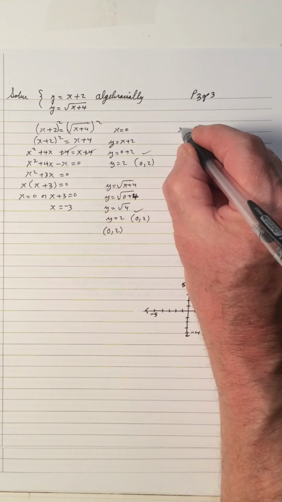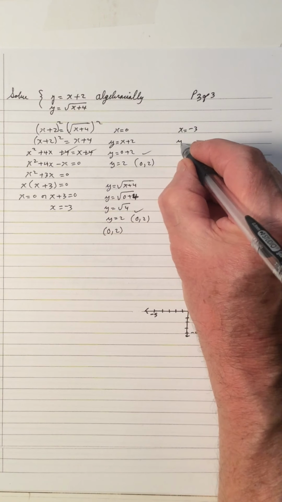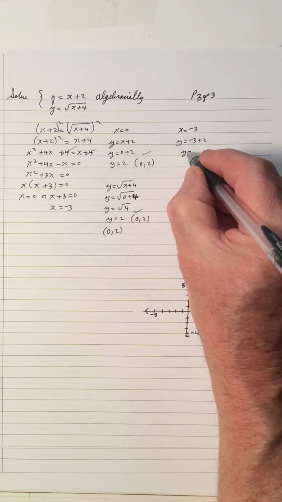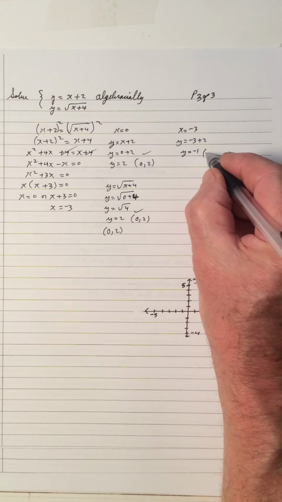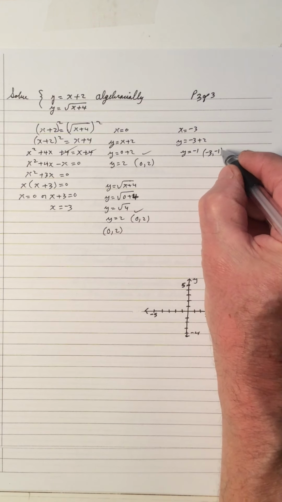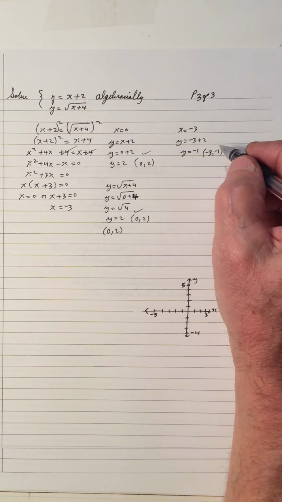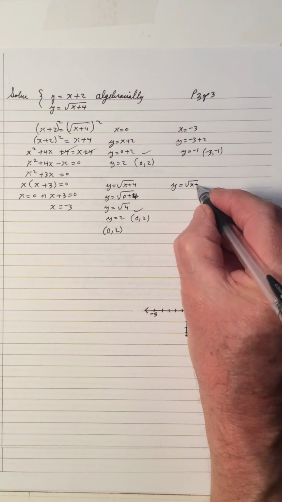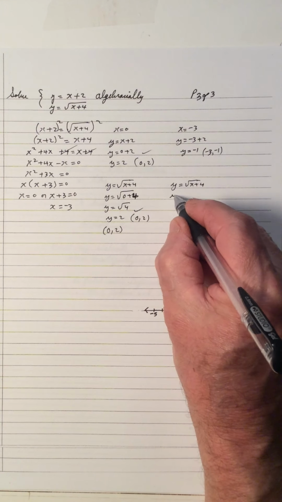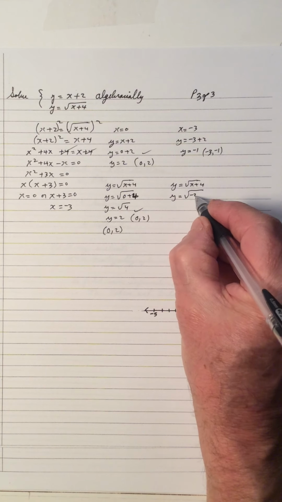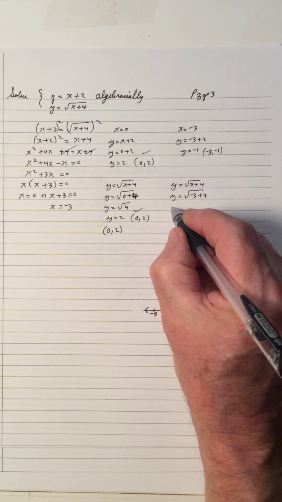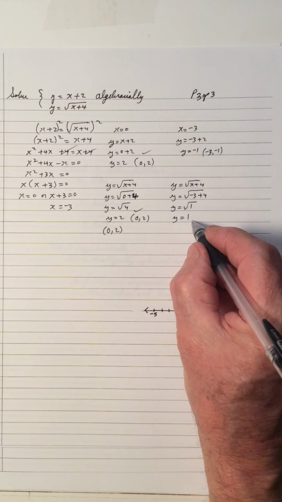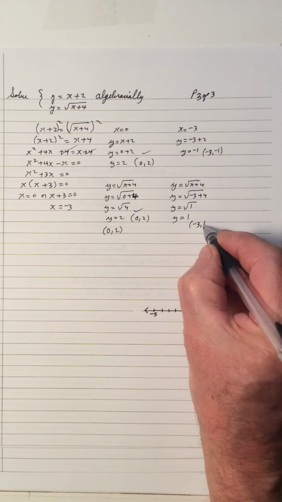But let's check the negative 3. So let's plug negative 3 into the first equation, and we get y equals negative 1. So that's the point negative 3, negative 1. Okay, now we'll sub that into the second equation. So x is negative 3, y equals the square root of negative 3 plus 4, y equals the square root of 1, y equals 1. So that's x is negative 3 and y is 1.